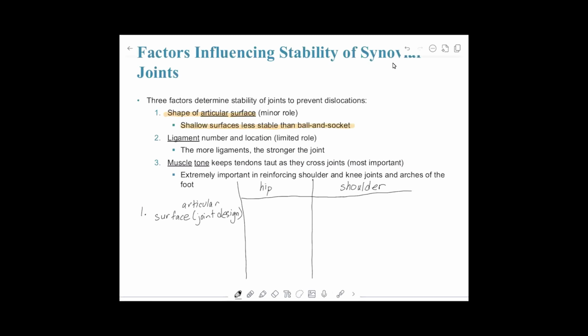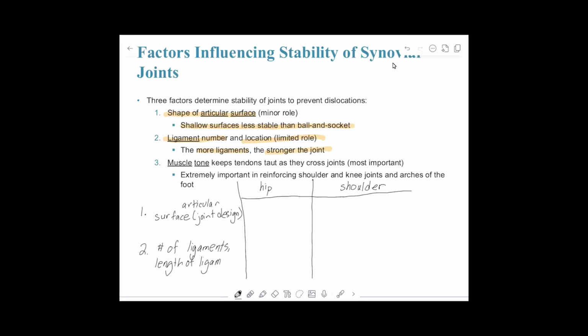The second row that we're going to look at is related to ligaments. So the ligament number and the location. The more ligaments we have, the stronger the joint. So you need to be able to compare and contrast the two ball and socket joints, the hip and the shoulder. The second row that you're going to write down is the number of ligaments as well as the length of the ligaments.